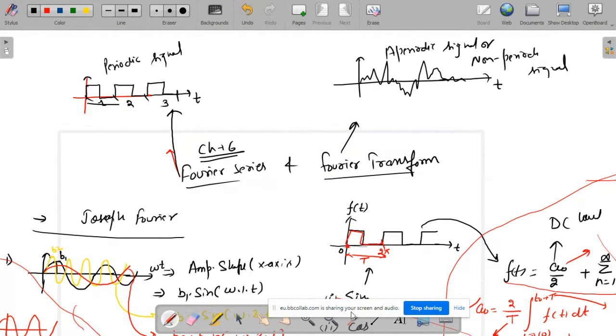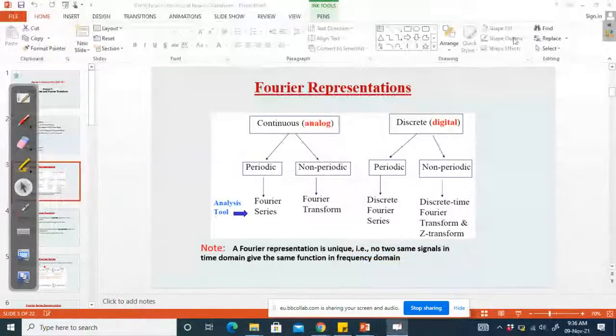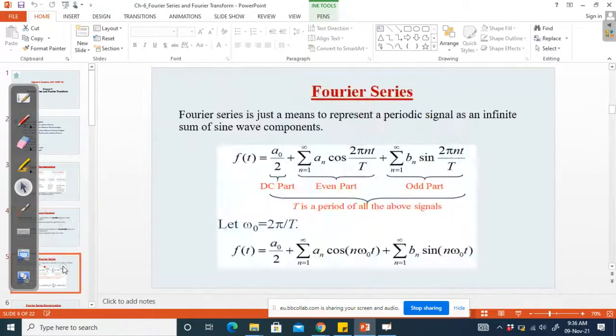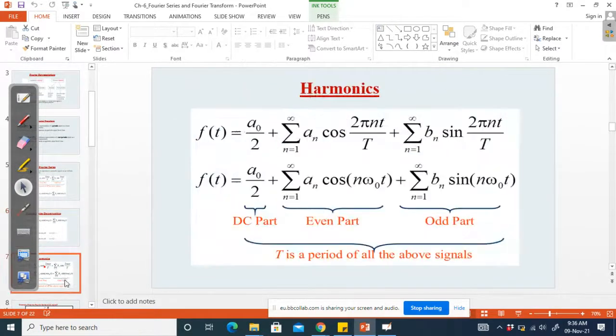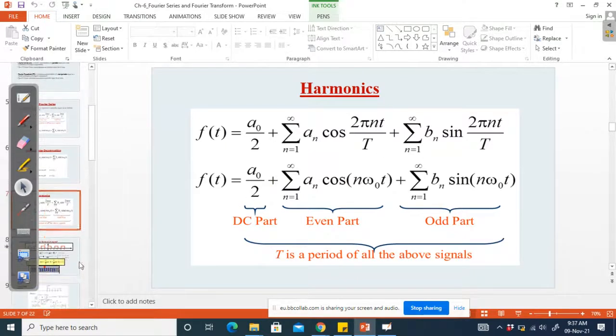Okay, so this was the important point, and it is all written over here. Periodic signal: Fourier series; non-periodic signal: Fourier transform. This is for analog, and for the discrete we use a different technique that is not in your course. What I have told you is all written here. a naught, a_n and b_n. This is the DC part. Just focus on the equation. This is the DC part. This is important.